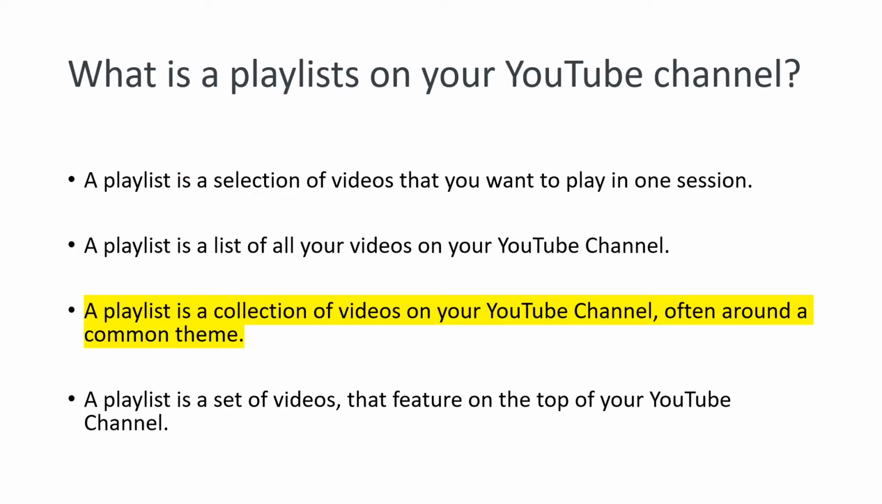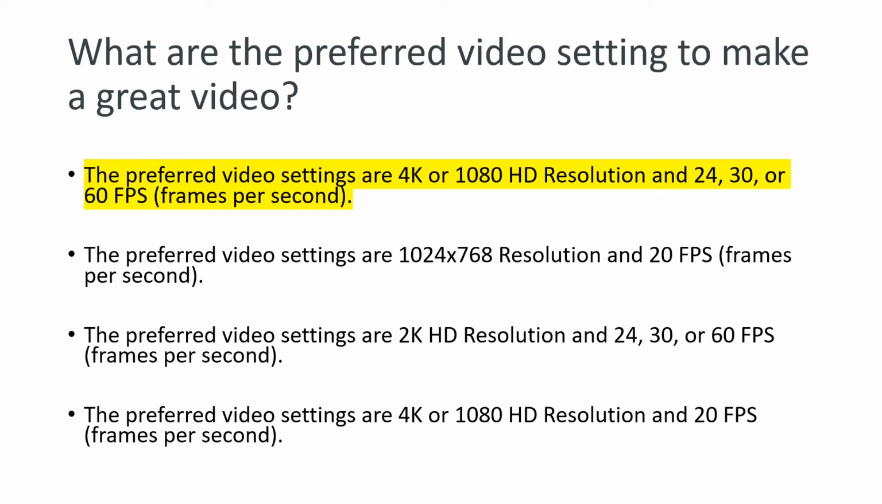86. What is a playlist on your YouTube channel? A playlist is a collection of videos on your YouTube channel, often around a common theme. 87. What are the preferred video settings to make a great video? The preferred video settings are 4K or 1080 HD resolution and 24, 30, or 60 frames per second.